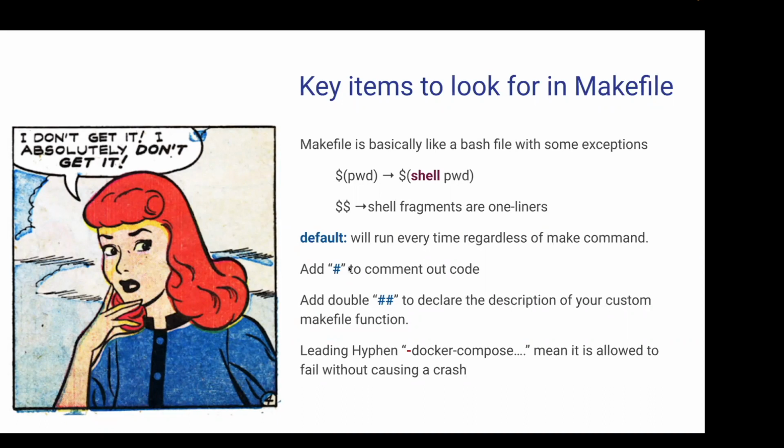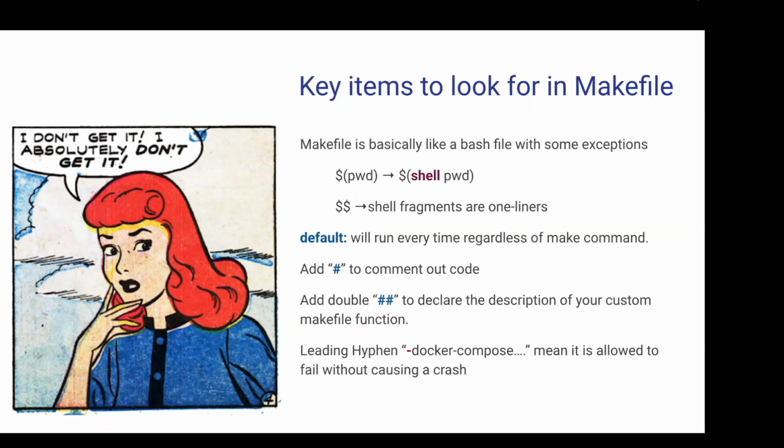Anytime you see a pound at the beginning of a line, it's a comment. And then anytime you see a function name where the previous line is a double pound, that is a comment that's going to show up inside of a help command. So if you intend people or your staff to use your function, and you want it to show up when somebody runs make space help, that's the only time that double pound will work. Otherwise, it's just considered a comment.